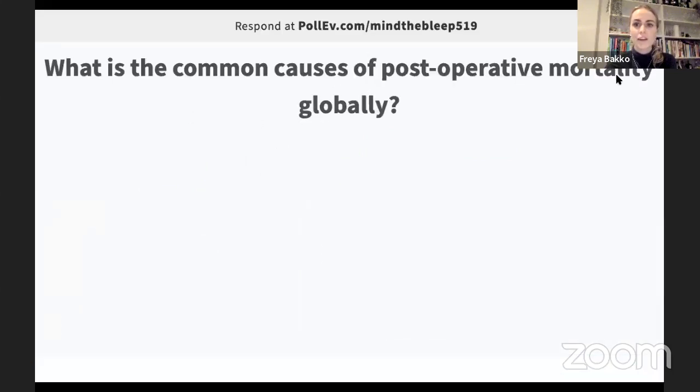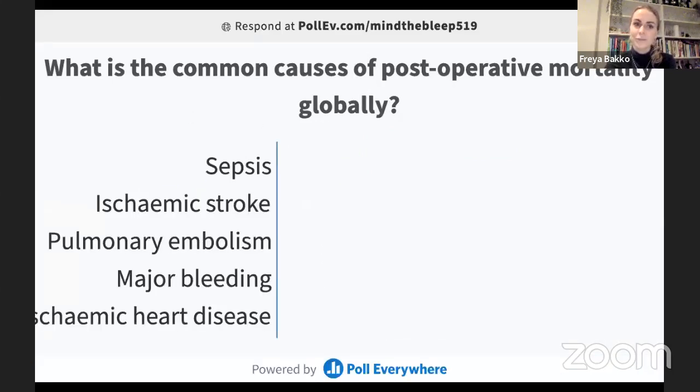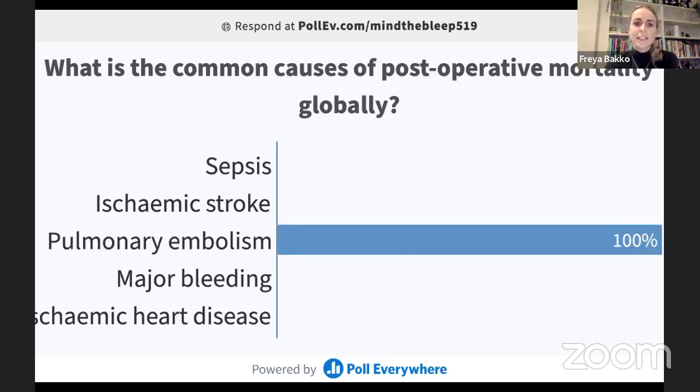So we'll start out with our first question. What is the most common cause of post-operative mortality globally? Is it sepsis, ischemic stroke, pulmonary embolism, major bleeding, or ischemic heart disease? So I'm going to carry on and come back to the answer in a bit.